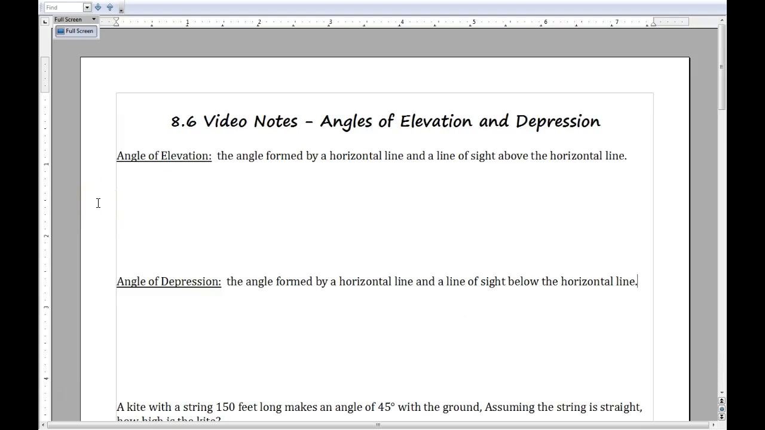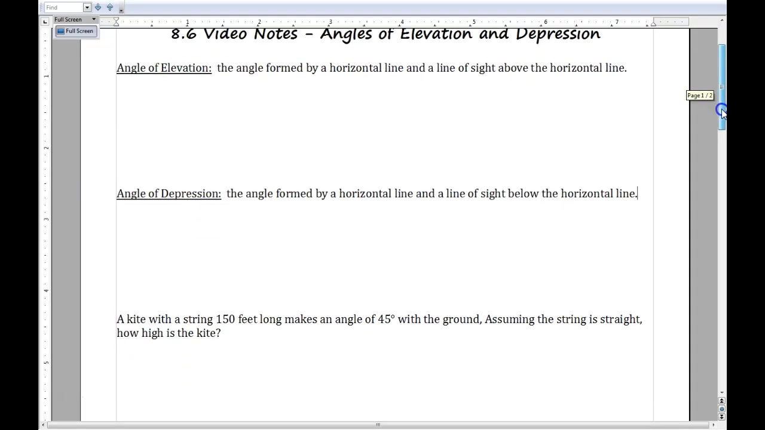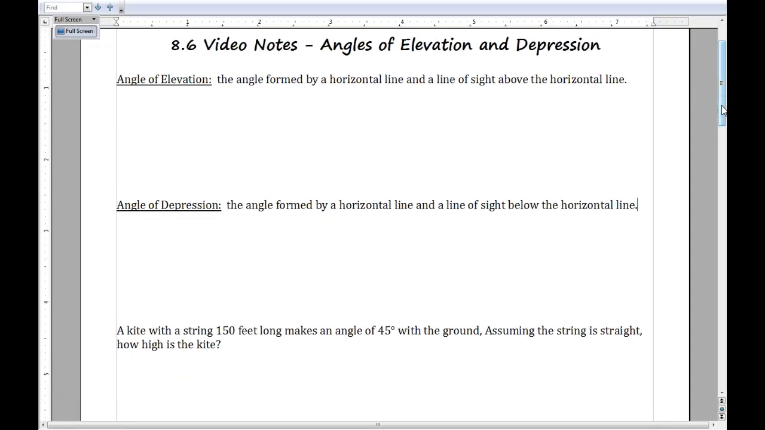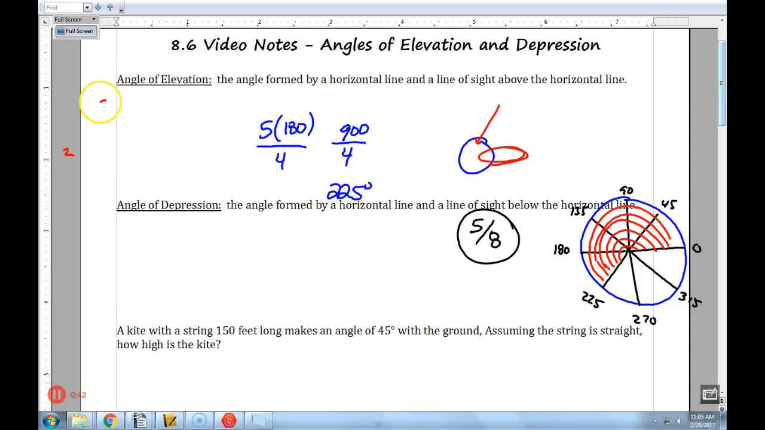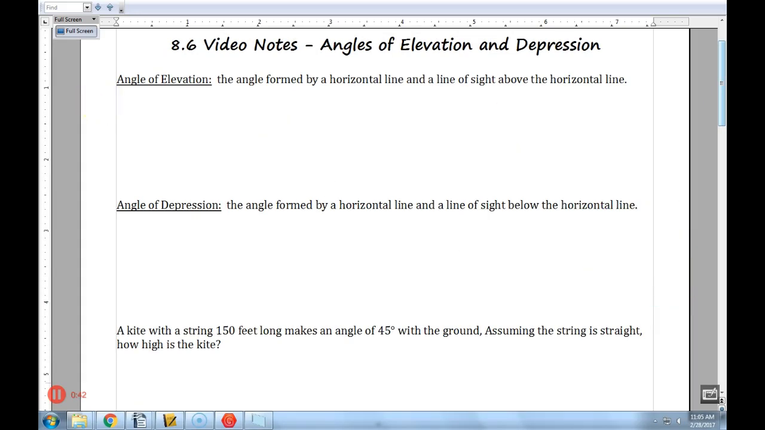All right, so let's go ahead and we're going to start off with a definition here. I've typed it in already. I don't think it was on your note sheet, but you can write it in with me. Angle of elevation is the angle formed by a horizontal line and a line of sight, and this is the key word, above the horizontal line. All right, above the horizontal line.